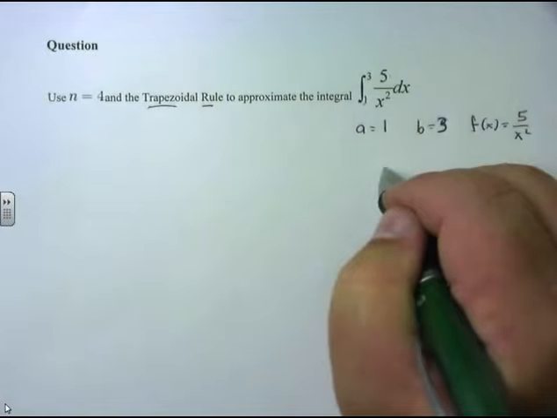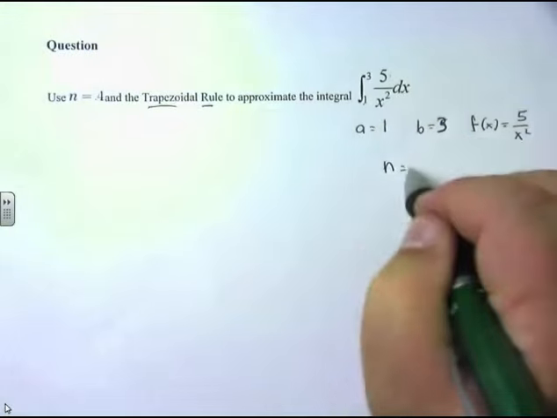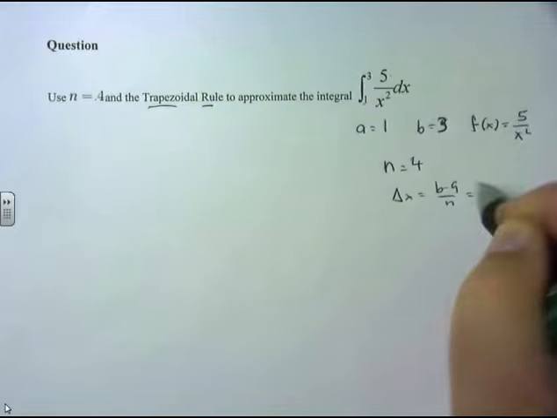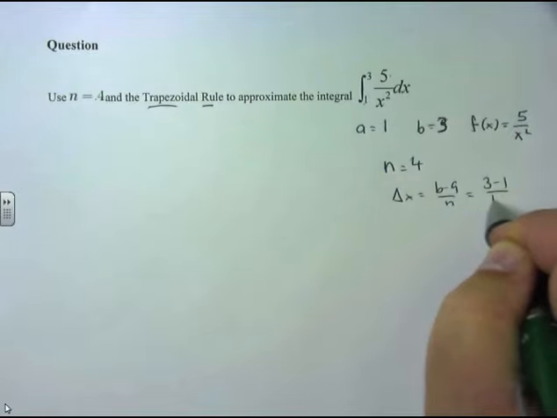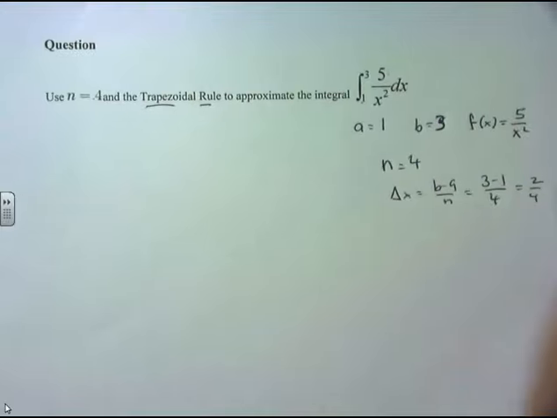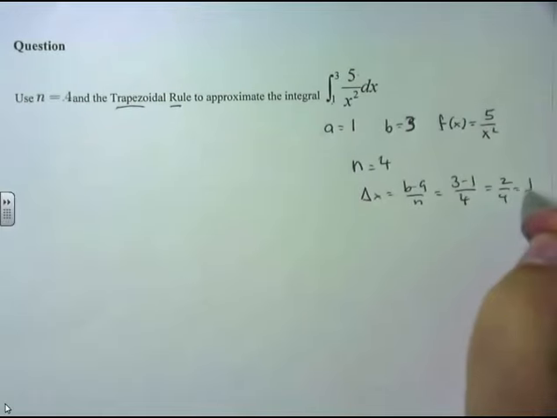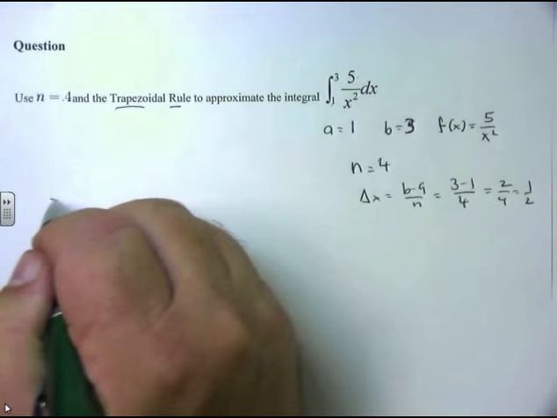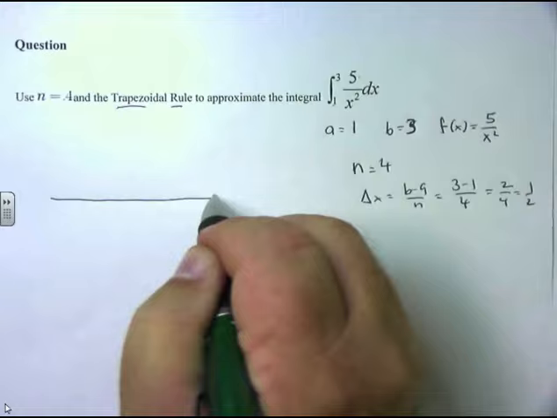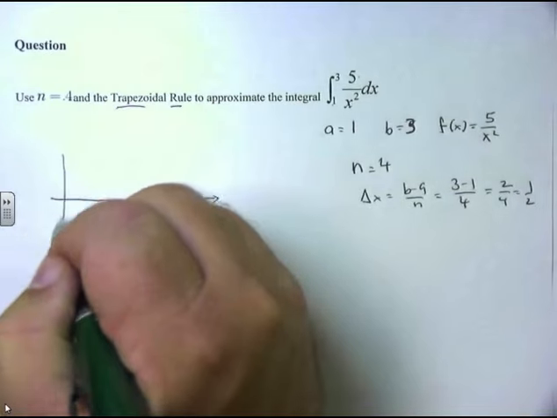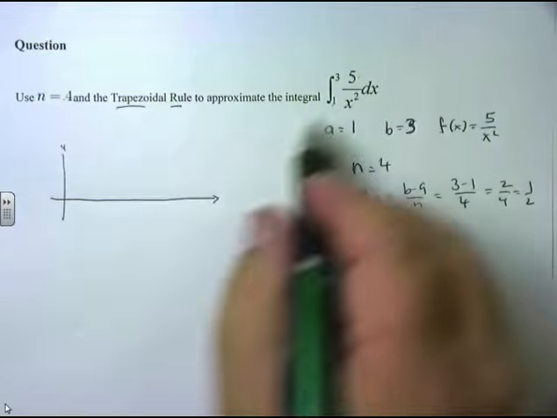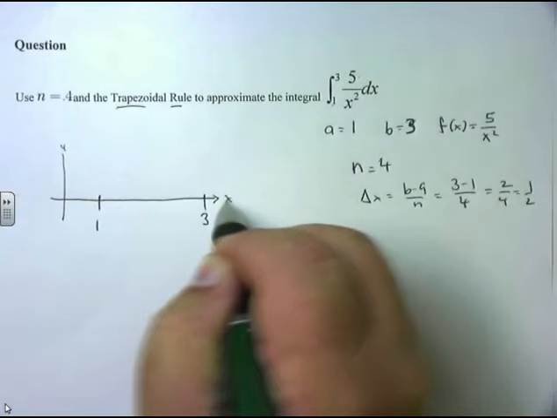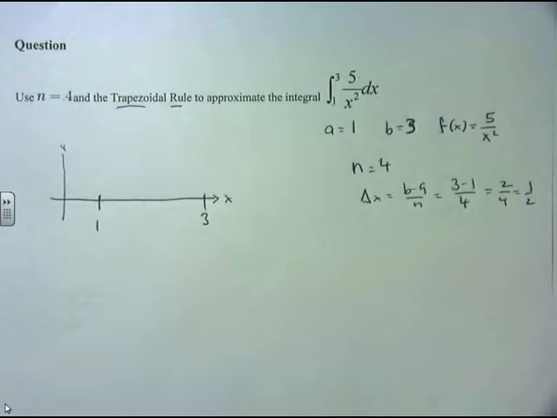Now, my n, they have to tell me what that is. That'll be 4. So my delta x by formula is b minus a over n. This would be 3 minus 1 divided by 4, or 2 over 4, which is equal to 1/2. What I like to do is, I don't actually draw the function, but I need to draw the x-axis. So here's your y-axis, but on the x-axis, we're going from 1 all the way over to 3, because I have to figure out what my partition points are.